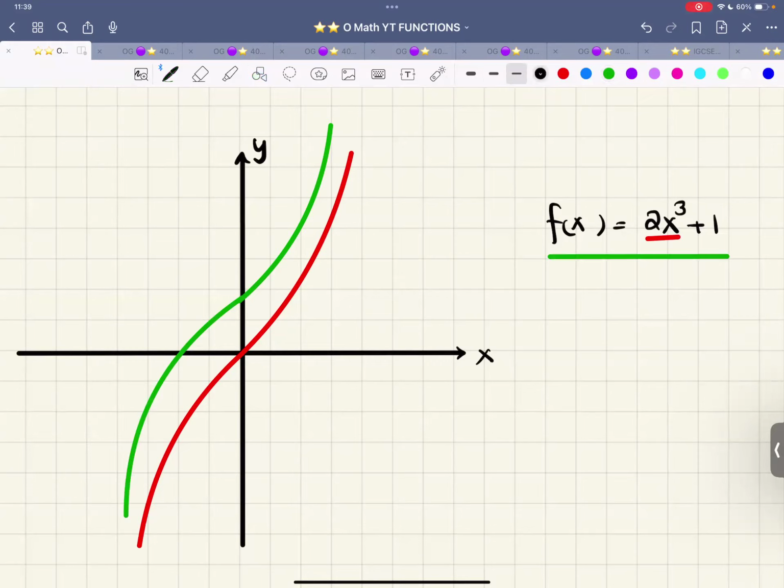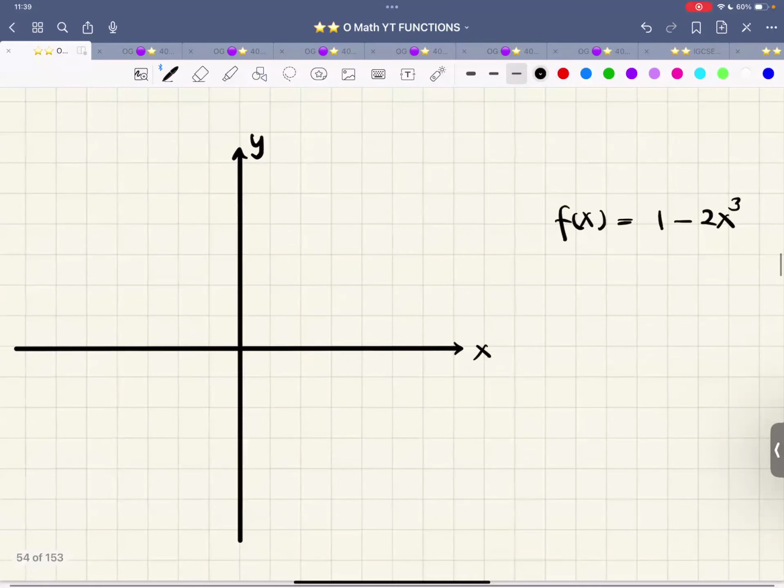Just focus on the turning point, not the asymptote. So this is (0, 0). This is (0, 1). And 1 minus 2x cube can be written as negative 2x cube plus 1.